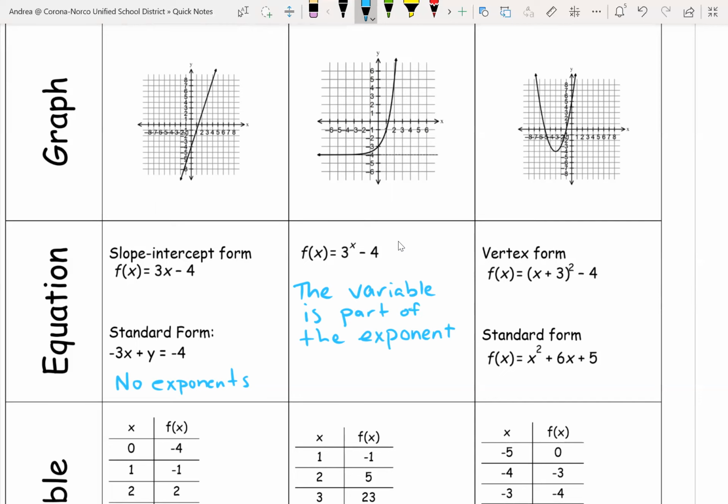Okay, and quadratics have that squared variable; it is a degree of 2. Okay, so you're going to look at the equation and determine if it's linear, exponential, or quadratic. Again, pretty easy to identify based on those characteristics.